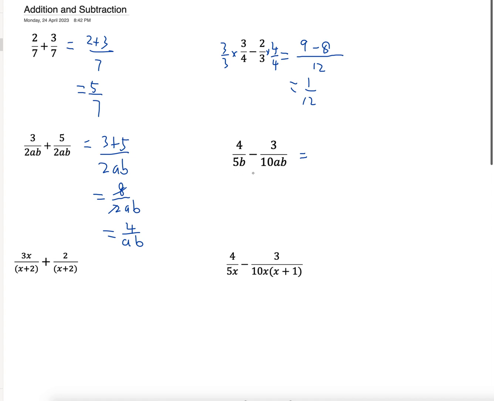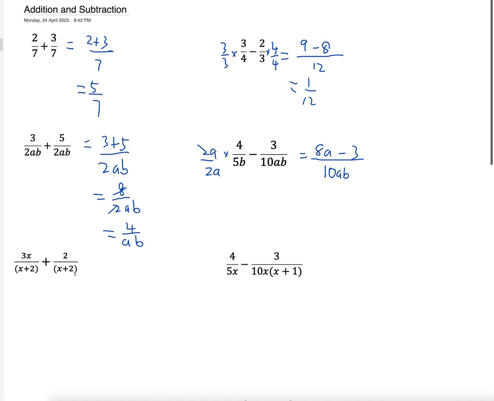Okay, so when the denominator is different, let's examine the factors again. 10 has a factor of 2, but we don't have a factor of 2 here, so we multiply by 2 over 2. And here we have a factor of a, and we don't have a factor of a here, so we multiply by a over a. So now check that the denominator is now the same, 10ab, so we put it under a single denominator, 10ab. Numerator is 2a times 4 is 8a minus 3, and that's the answer.